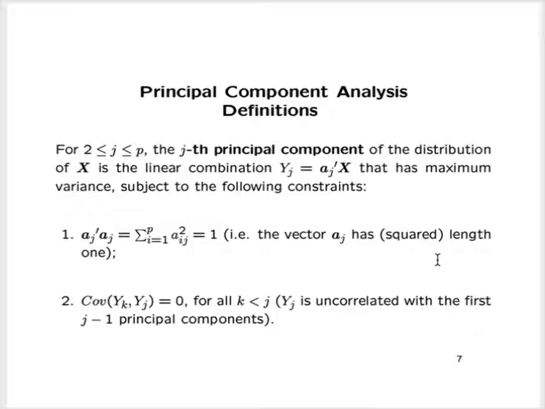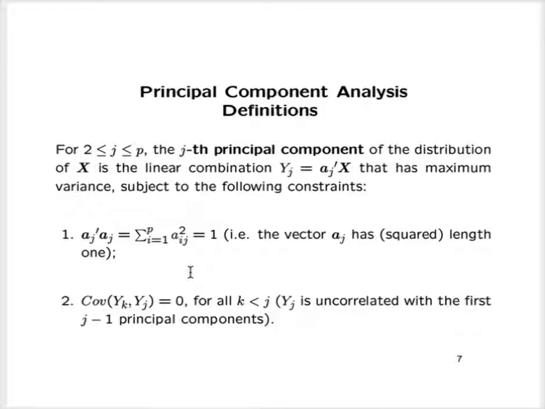Now for subsequent principal components, we do something similar. For j going from 2 up to p, the jth principal component of the distribution of x is the linear combination a sub j prime times x, which I'll denote by y sub j. The jth principal component is the linear combination of the original variables that has maximum variance subject to the following constraints. Again, the coefficient vector has to have squared length 1. In addition, the jth principal component is uncorrelated with, has 0 covariance with, all of the previously obtained principal components.